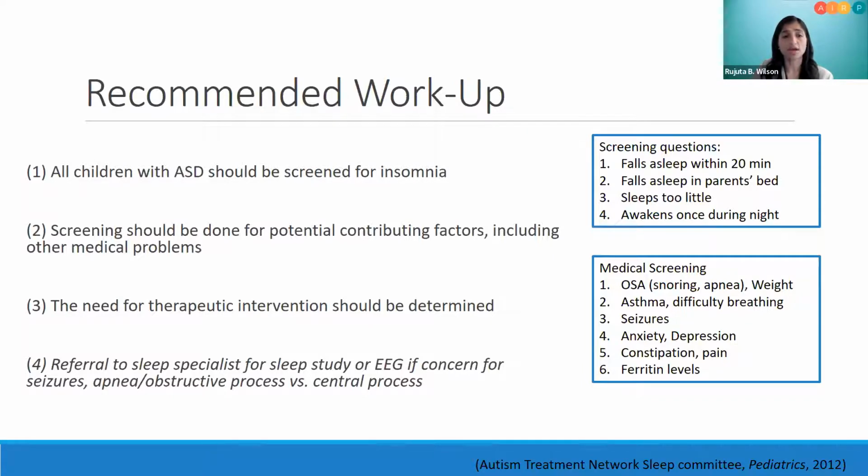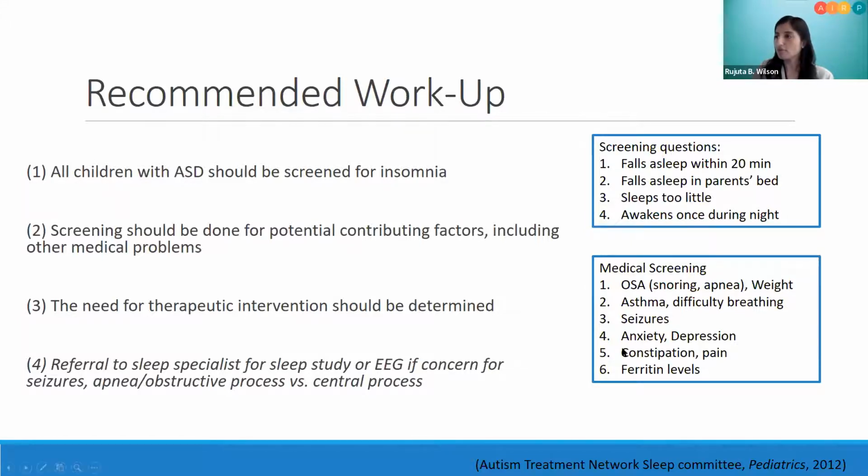And then if there is a concern for obstructive sleep apnea or a central process leading to sleep apnea, like a brain structural issue, or seizures, then there should be referral to a sleep specialist for this polysomnogram, the sleep study, or for an EEG. And here on the right, you'll see some of these basic screening questions, which are: falls asleep within 20 minutes, falls asleep in the parent's bed, sleeps too little, awakens once during the night. And then screening for medical conditions such as snoring, apnea, weight, so obesity, which can lead to obstructive sleep apnea, asthma or difficulty breathing, seizures, anxiety or depression, like we talked about some of the behavioral factors that could lead to insomnia, or I should say mental health, constipation and pain.